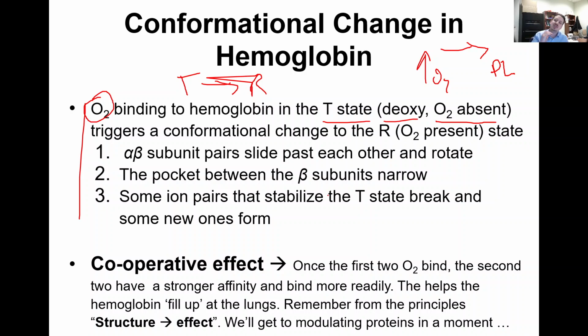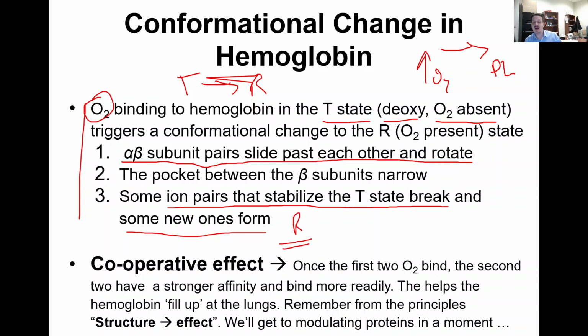The chemical environment of the lungs has a high concentration of oxygen, and that is going to cause the subunits to slide past each other and rotate. Some ion pairs that stabilize the T state will break, and some new ones form, stabilizing the R state instead. So the high concentration of oxygen in the lungs, by Le Chatelier's principle, is going to force itself onto the protein to form the protein-ligand complex. In doing so, it will cause a structural change into the R state.